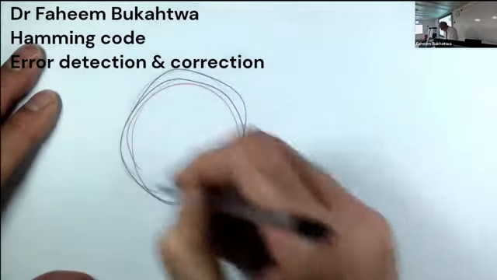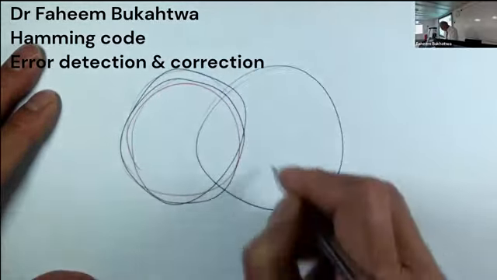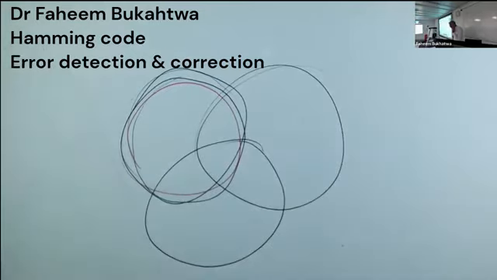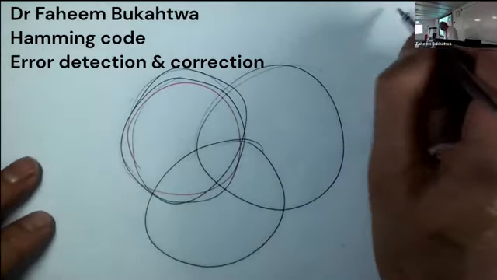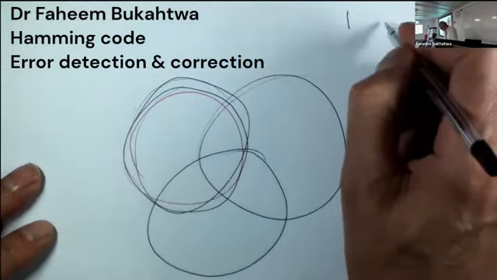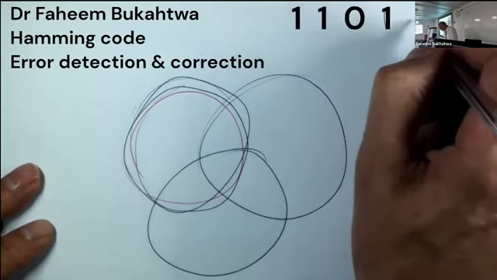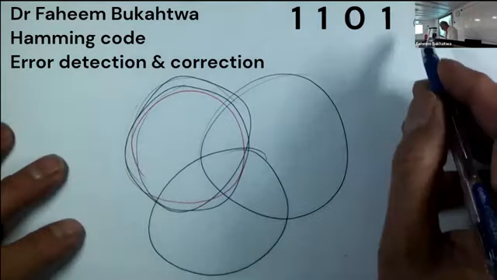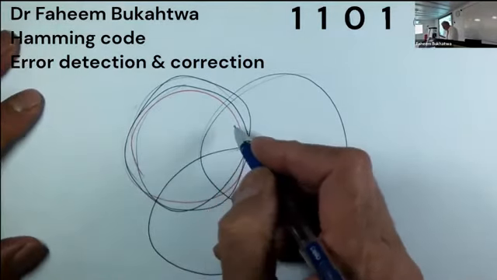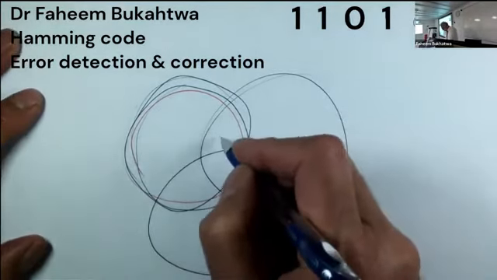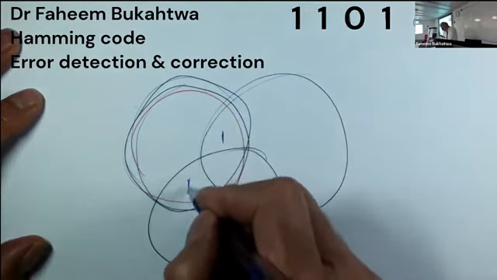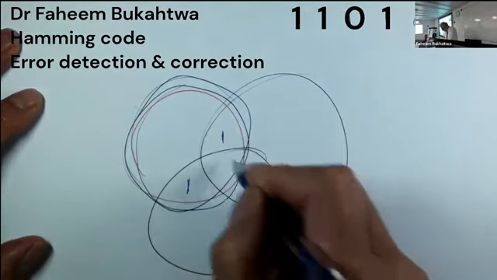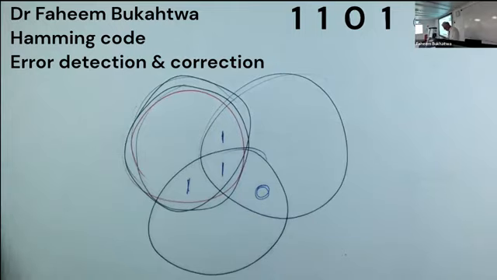Imagine data is divided into a number of areas. Let's take this data that we want to use, for example, 1101. What we do is fill the data in those areas, let's say 1, 1, 0, and 1. This is our data.